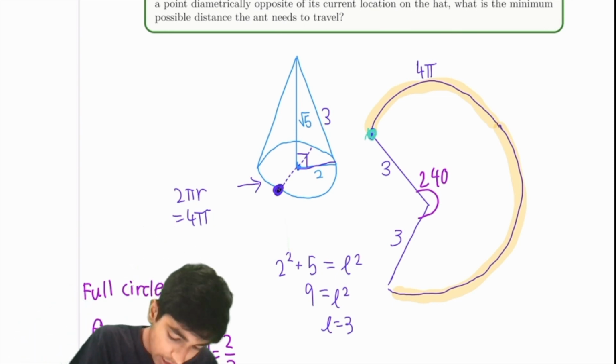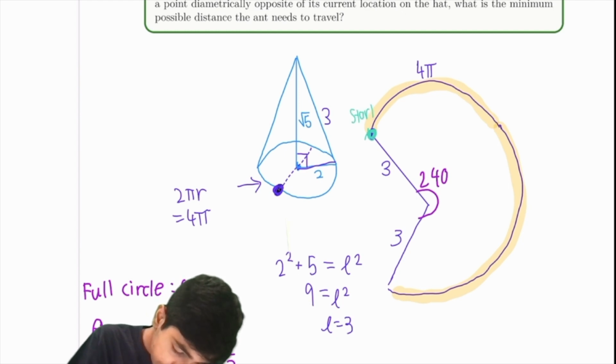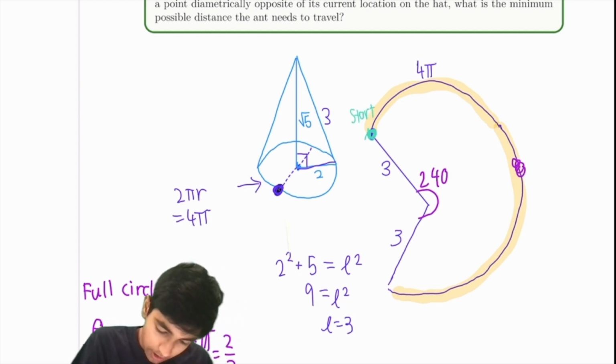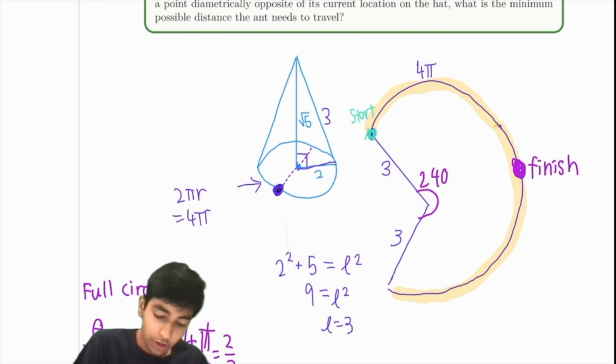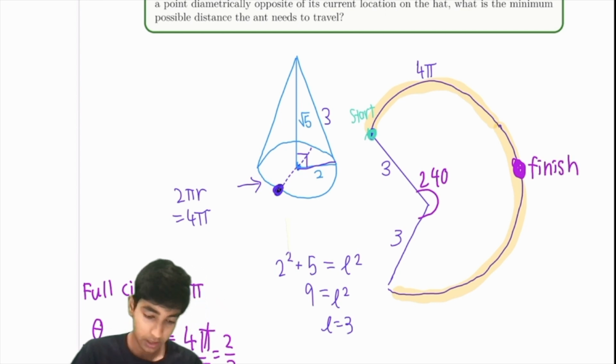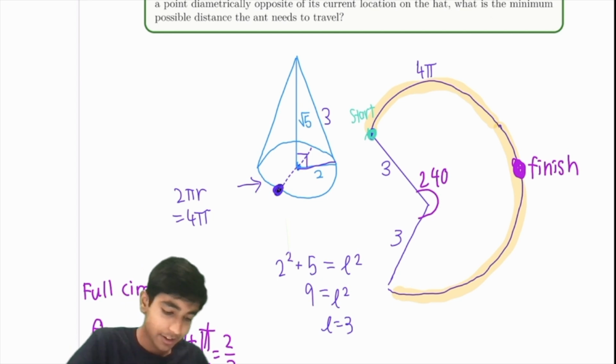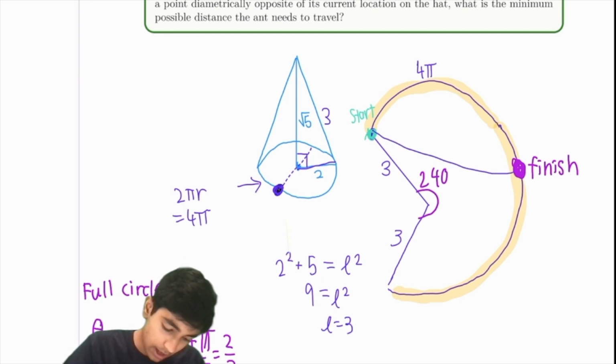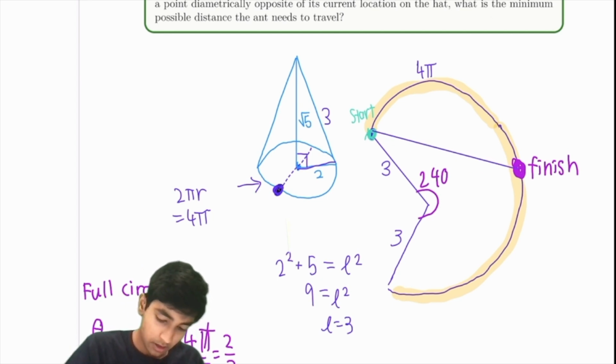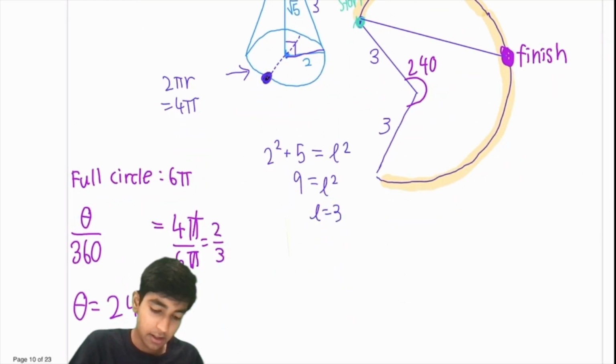So we start over here, and we finish at the midpoint. Finish. What's the shortest path to get there? To do this, the shortest path will just be a straight line, of course. You can draw a nice straight line. So what is this straight line distance?